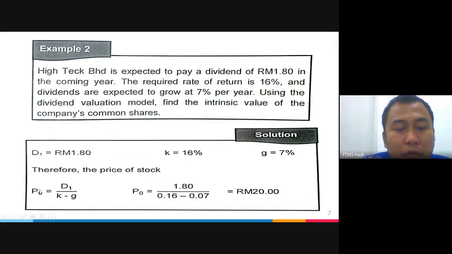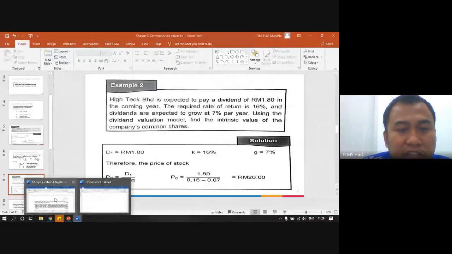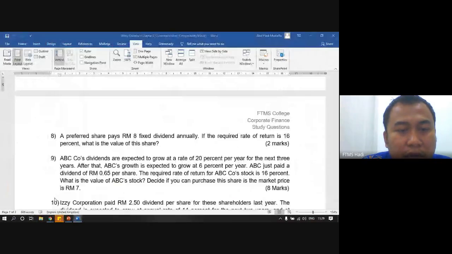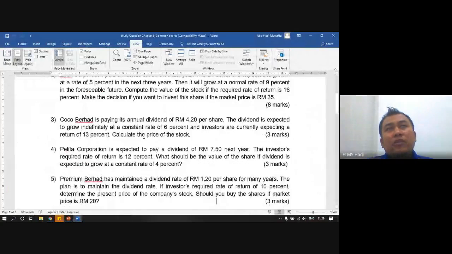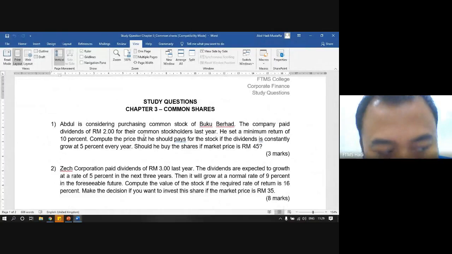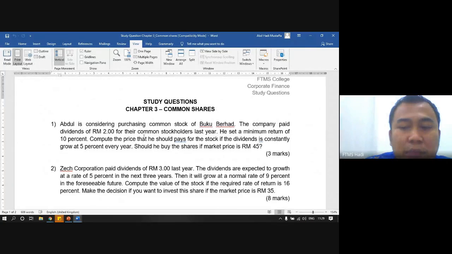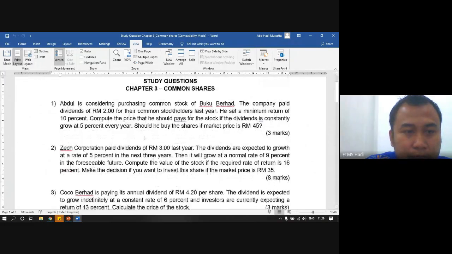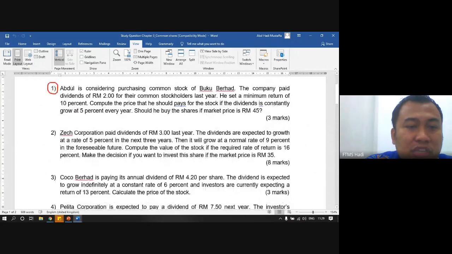Now let's go back to the study question. Please take note that this question applies the second model, which is the constant growth model. Question number 1 is using the second model.